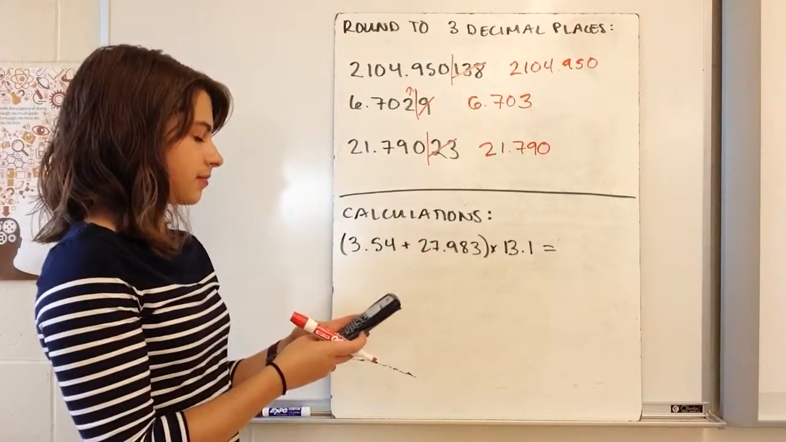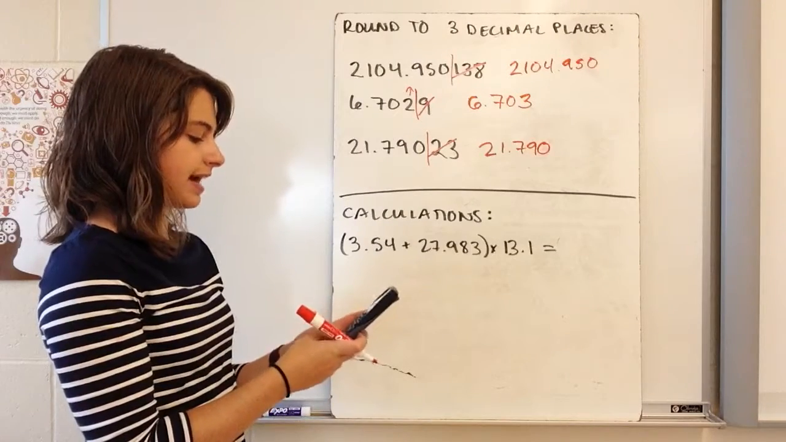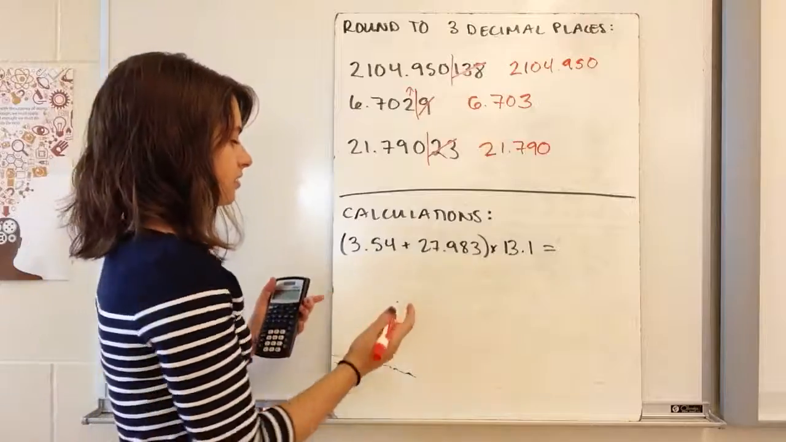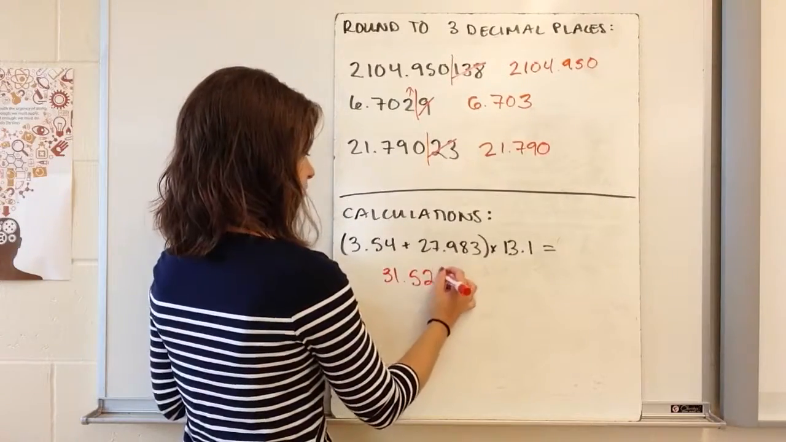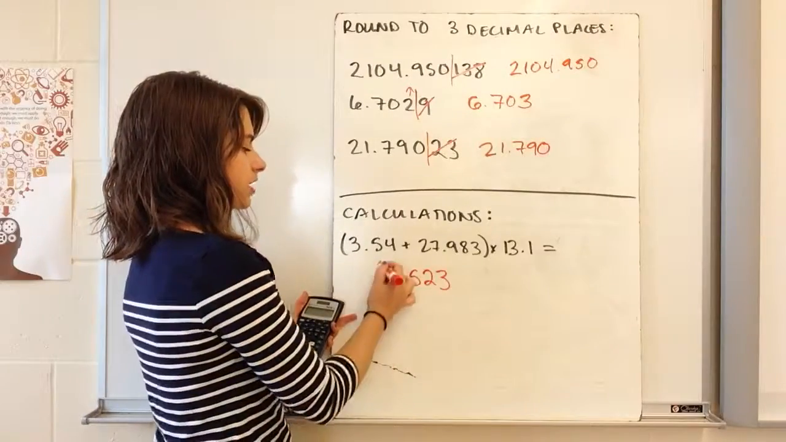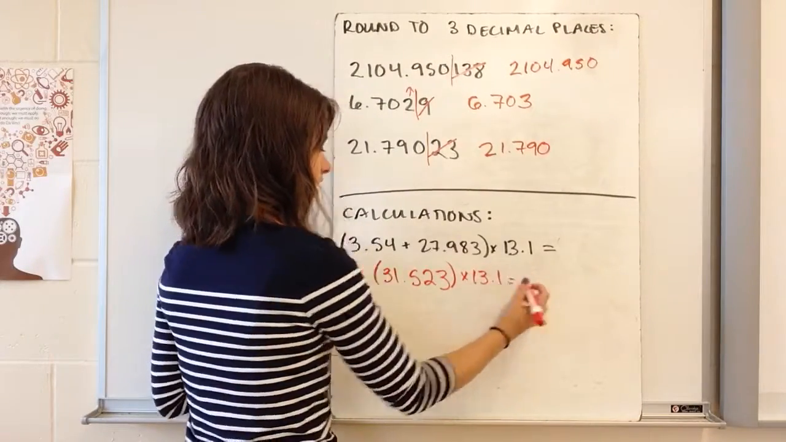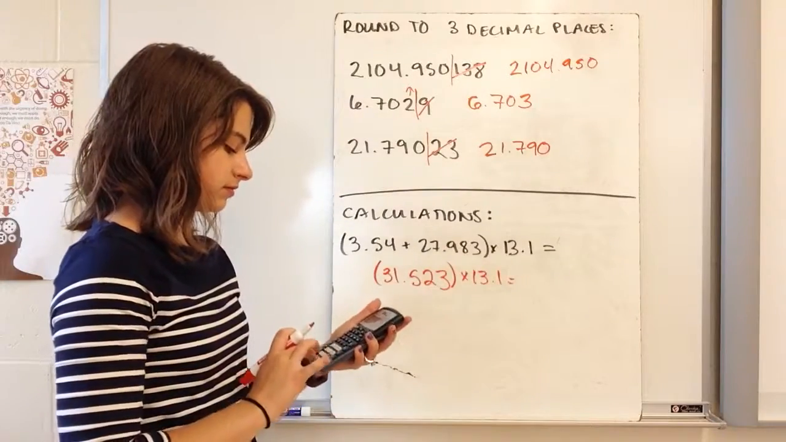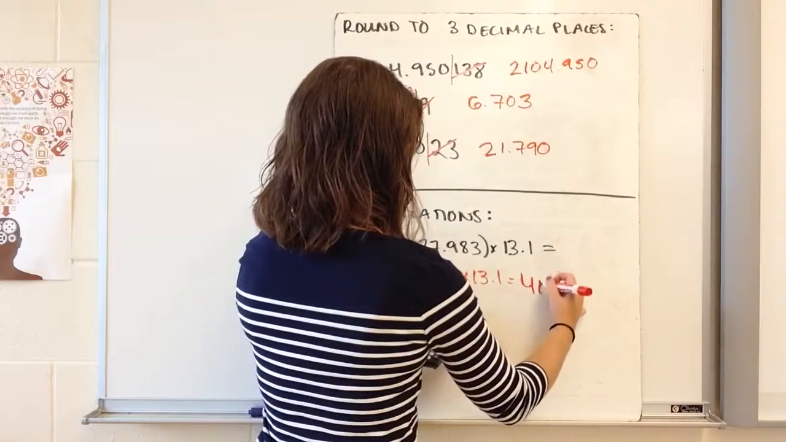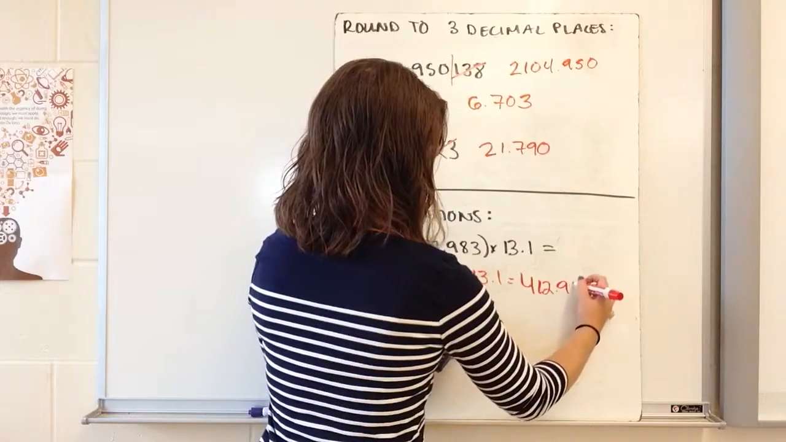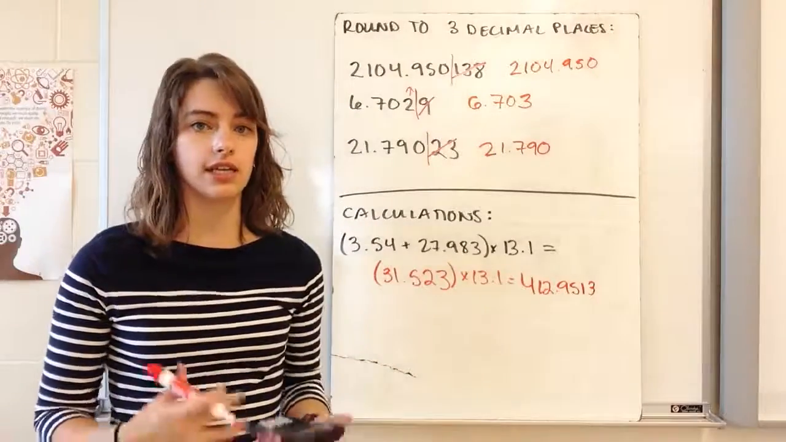In my calculator, I'm going to type 3.54 plus 27.983. When I add those together, I get 31.523. I'm going to include all the numbers. And then I'm going to multiply that by 13.1. And I get 412.9513. Now in science, we don't really want to keep all those numbers.